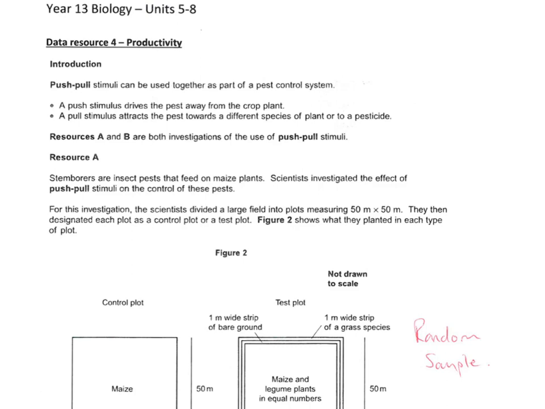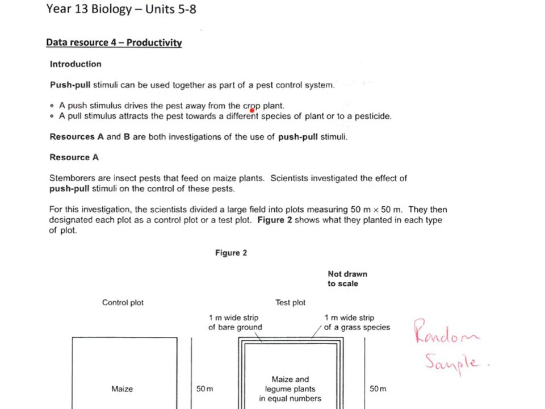So to start off with, the introduction does tell you a little bit that you do need to know. They're going to look at push-pull stimuli to see if they can reduce the damage by pests to plants, which would lower productivity. So if a pest is eating a crop, it's removing some of the organic molecules, the carbohydrates for example, so that there's less that the farmer can sell, so it lowers the yield.